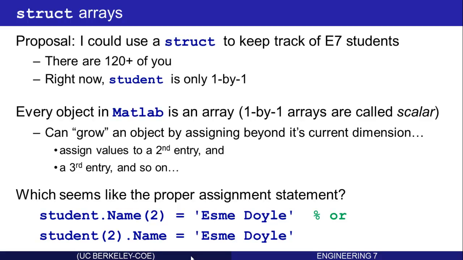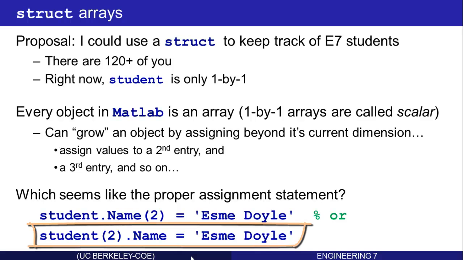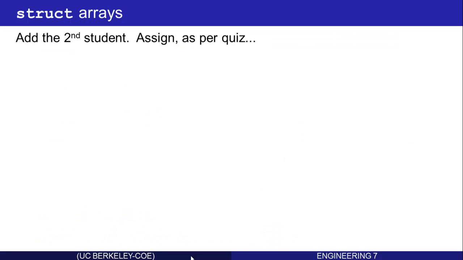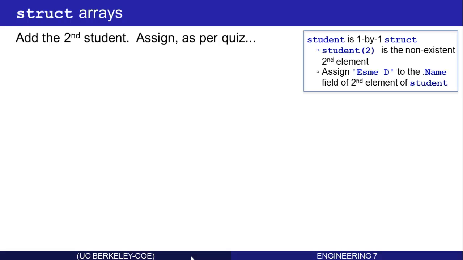Now that you've completed the quiz, it's clear that the bottom expression is a valid approach to grow the array. Let's finish adding all the data for a second student and then add a third one too. So to add the student, we proceed as we learned in the quiz.